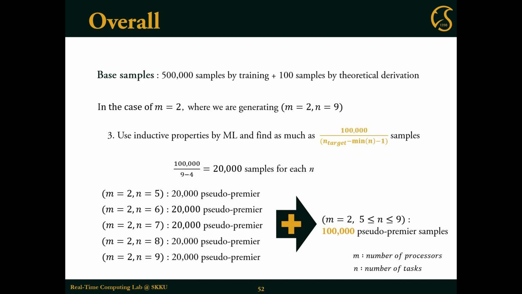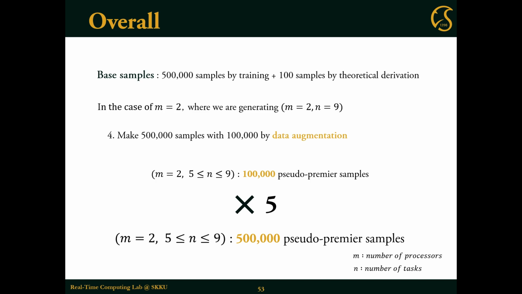After training, since the target we're looking for has 9 tasks, we generated and found 20,000 samples by machine learning. The other task sets, where the number of tasks was 5 to 8, each decreased their number to 20,000 to keep the ratio inside the base sample. We then merged these to make a total of 100,000 pseudo-premier samples from 5 to 9. We then used data augmentation and quintupled the samples to 500,000. And that was it for successfully making big enough task samples in a decent amount of time.